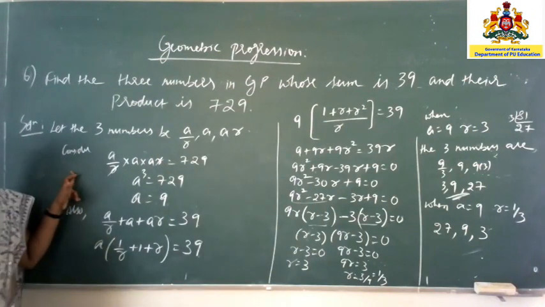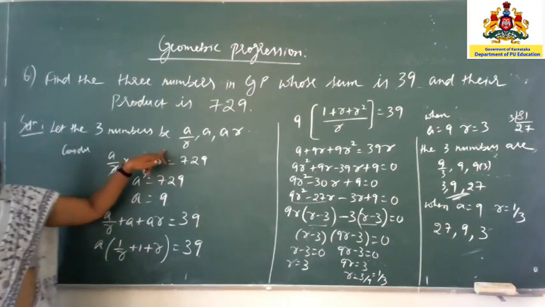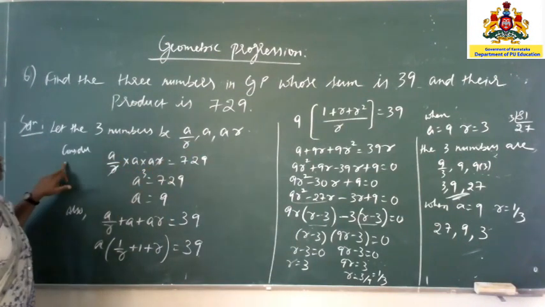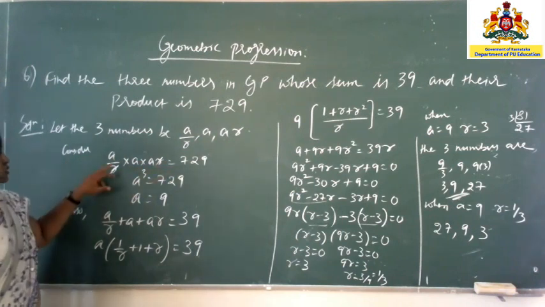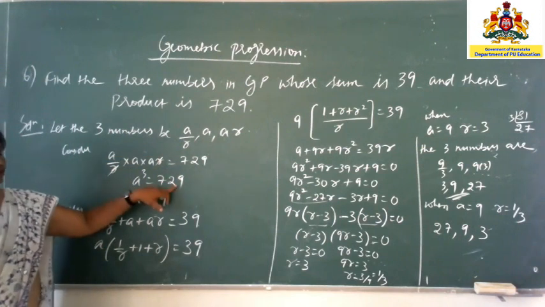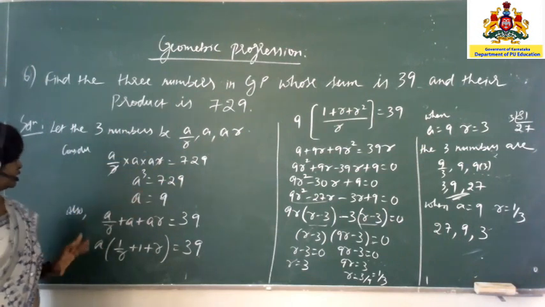So once again I'll repeat. Let the three numbers be a/r, a, ar. Consider the product a/r times a times ar equal to 729. So r will get cancelled, a cube is equal to 729. So a is equal to 9.